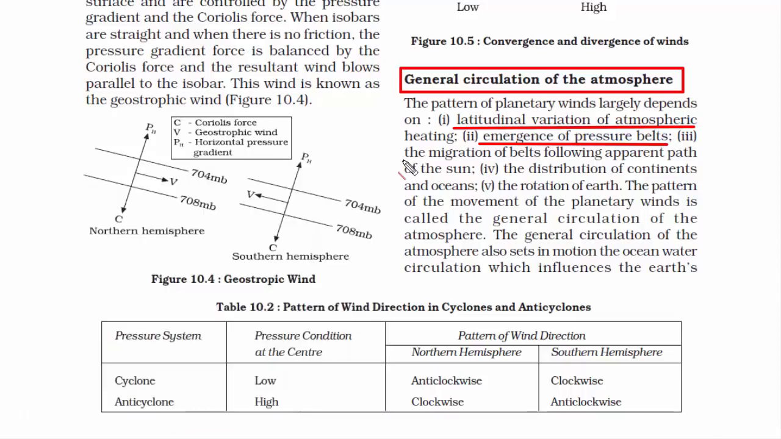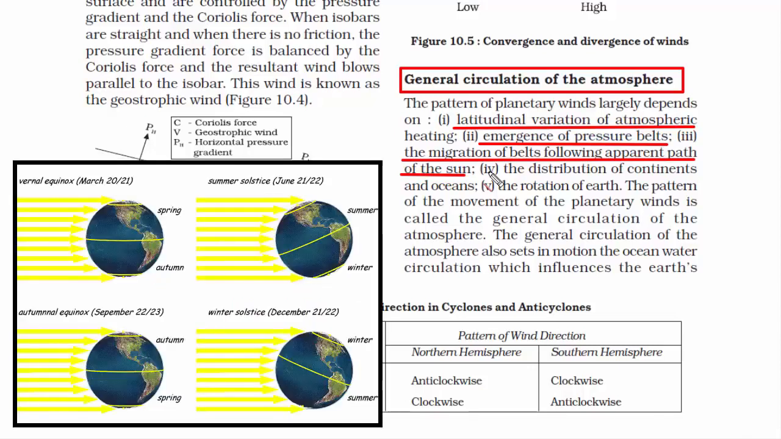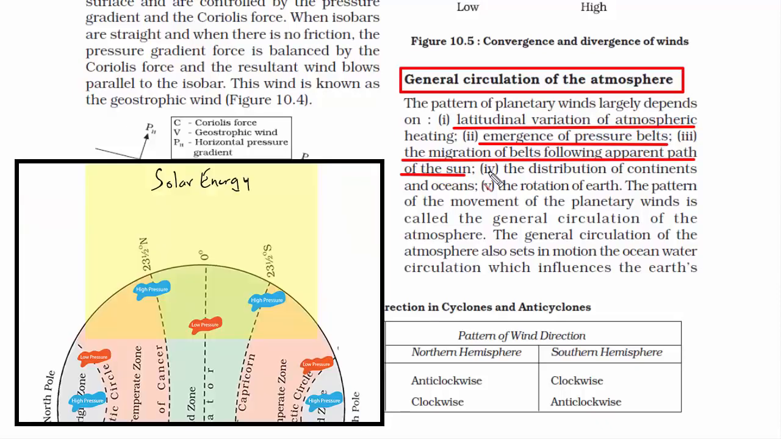The third one is migration of belts following the apparent path of the sun. Now pressure belts, that is the high pressure and low pressure zones, change with the position of Earth while revolving around the sun. For example, during the month of January, it is winter in the northern hemisphere. At this time, many regions in the northern hemisphere witness a high pressure zone. Likewise, in the month of July, when it is summer in the northern hemisphere, a low pressure zone builds up in many places. So you see, these pressure belts migrate with Earth's position.